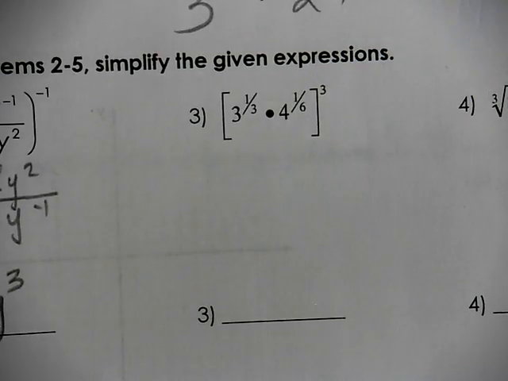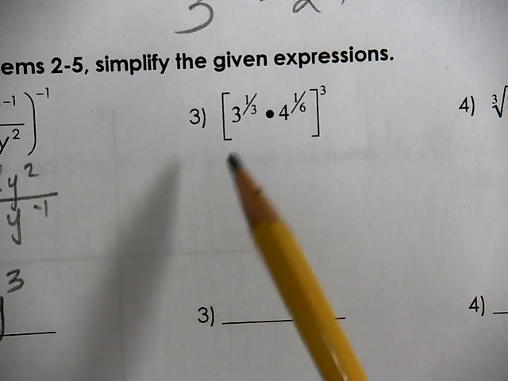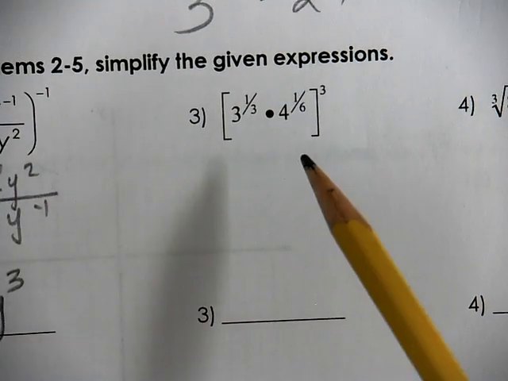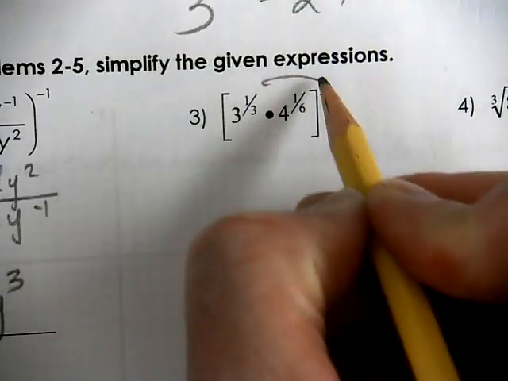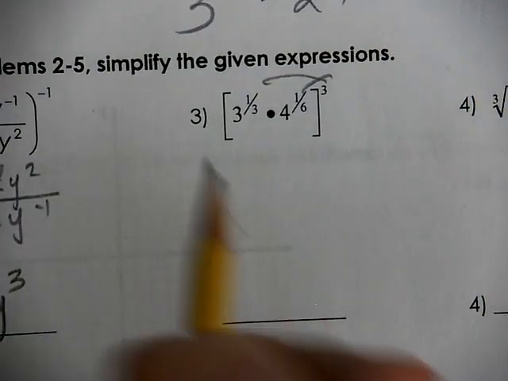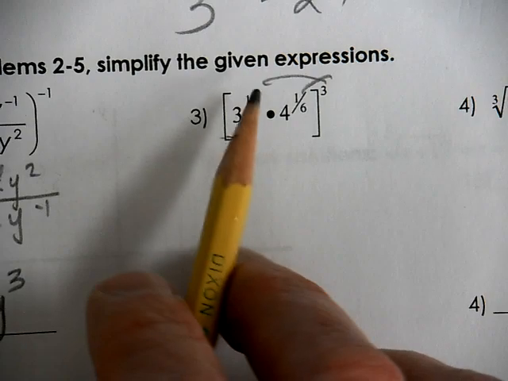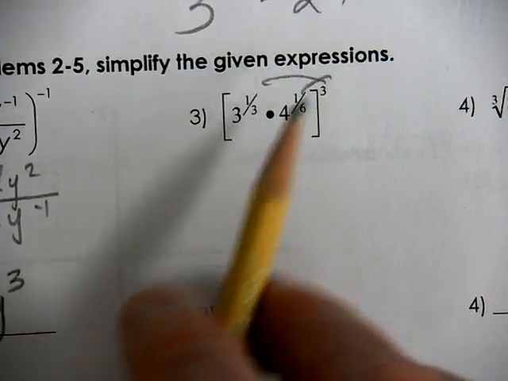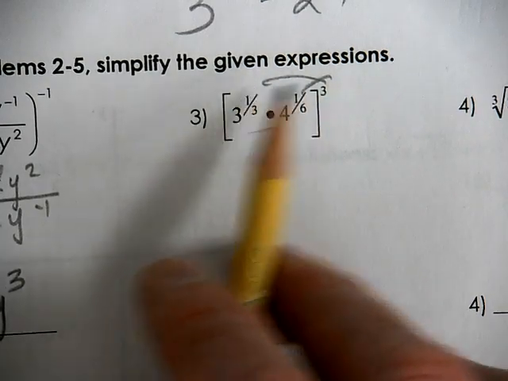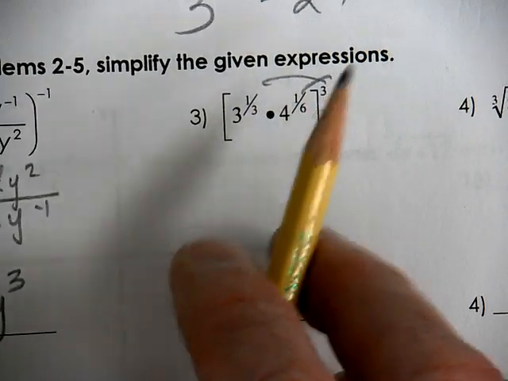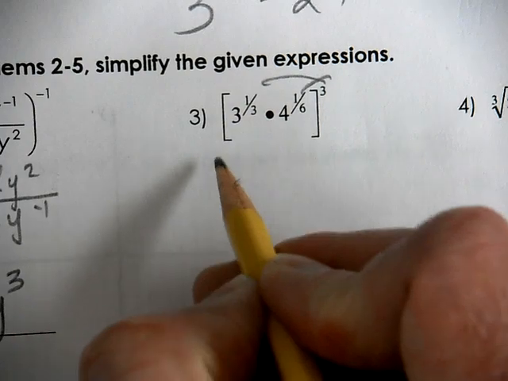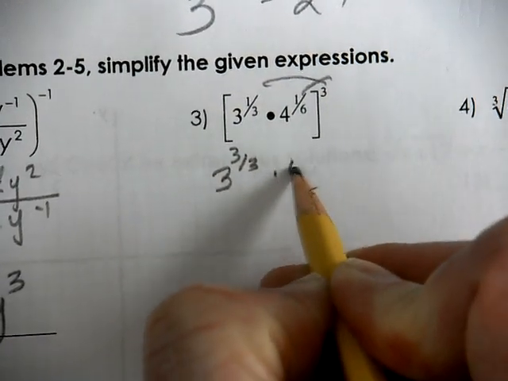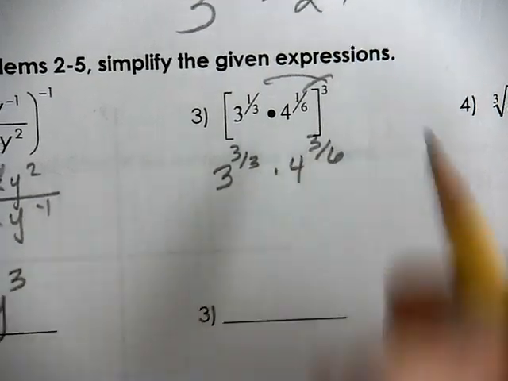Number 3, the square parentheses are not any different than the rounded, these brackets. But you can probably distribute in. The bases are not the same, so you cannot add exponents. The exponents are not the same, so you can't pull it out. So the best we can do is distribute in our exponent. So we get 3 to the 3rd times 4, 3 to the 6th.